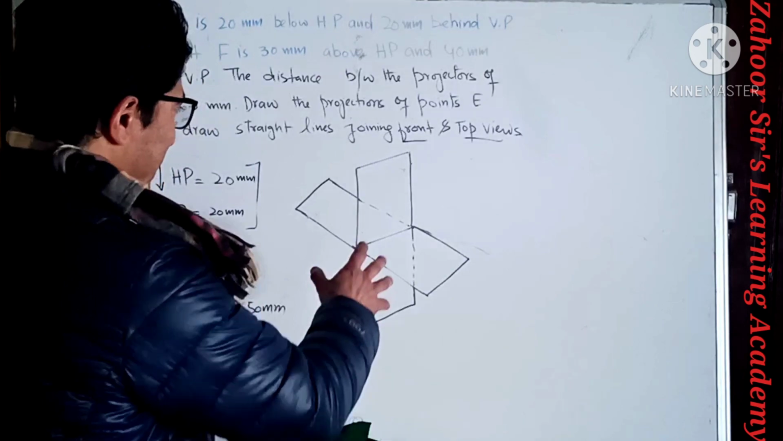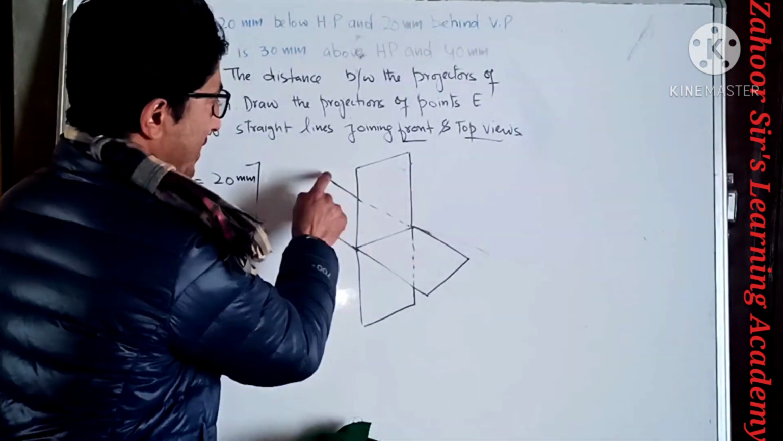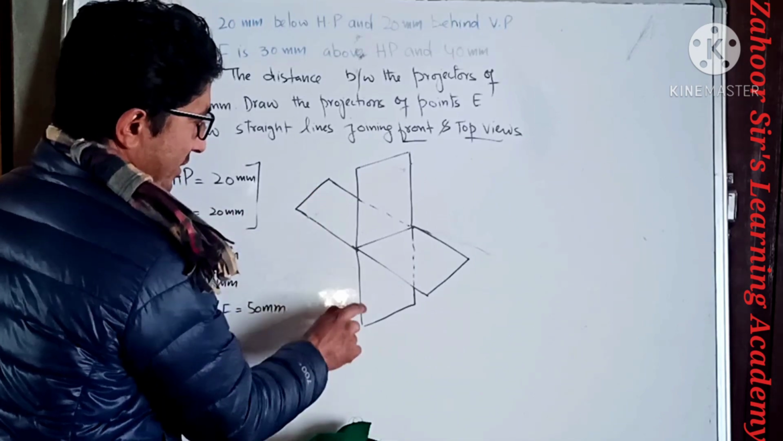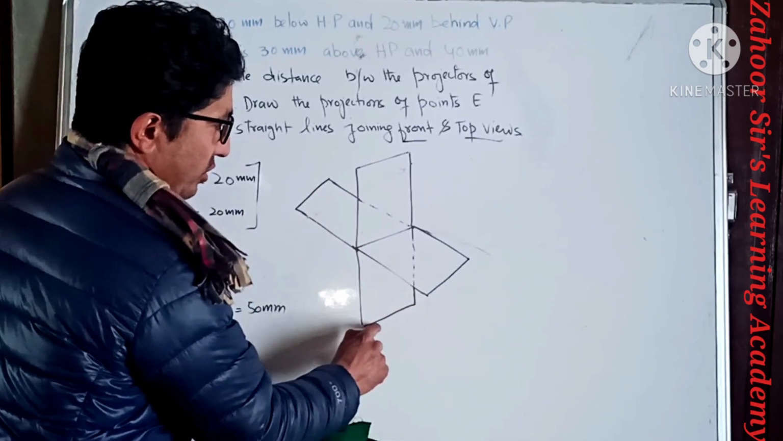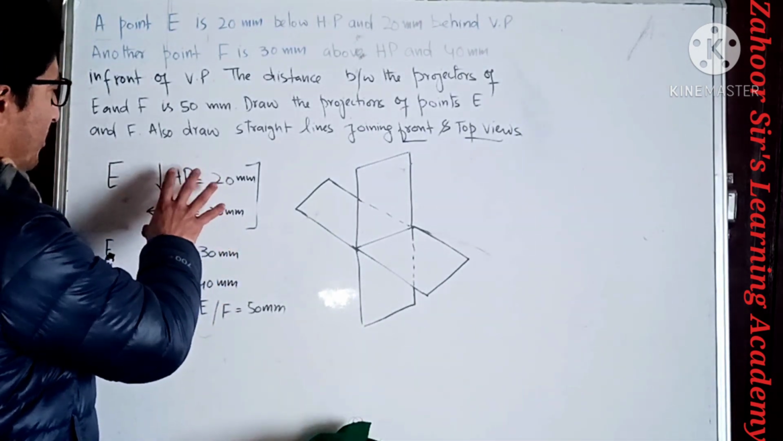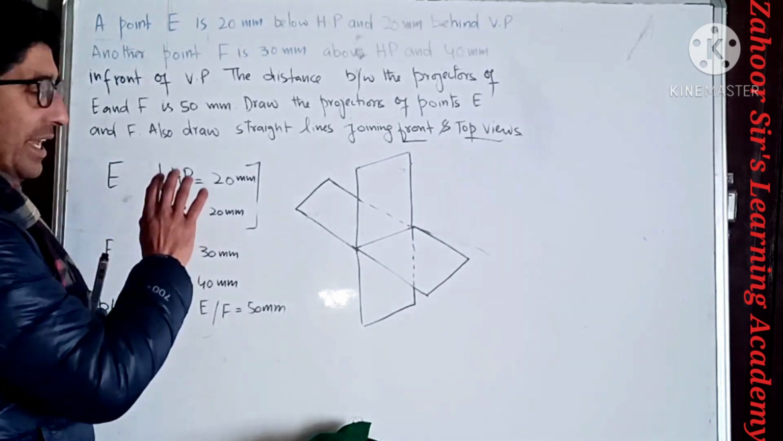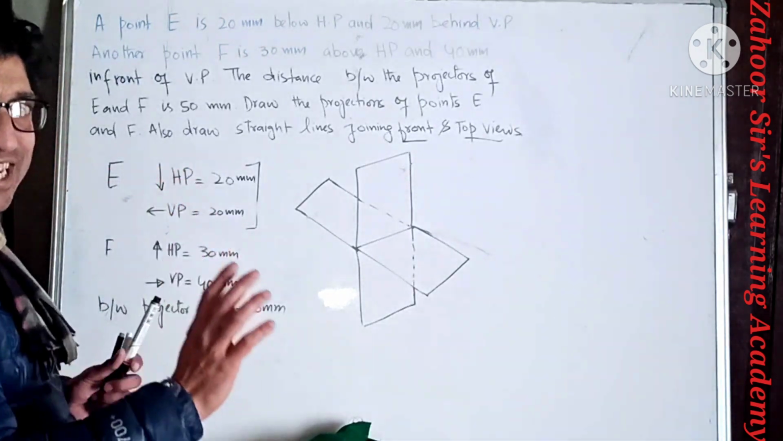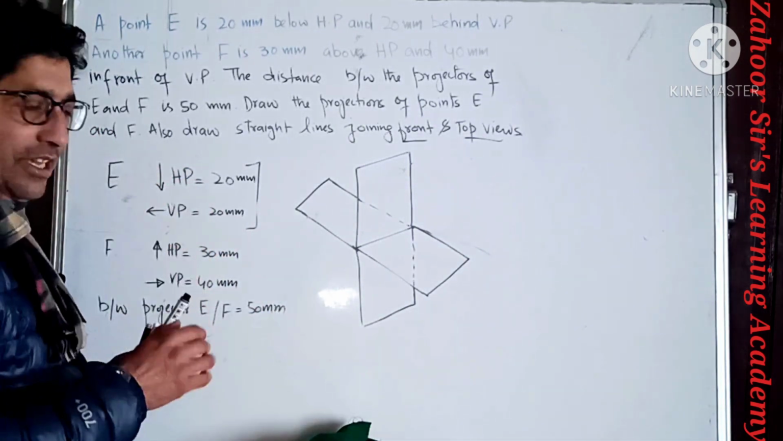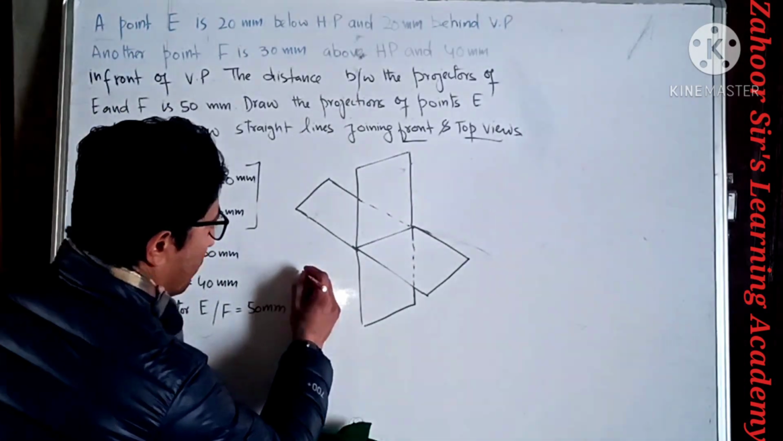I have made the 4 quadrants. This is the first quadrant, this is the second quadrant, the third one, and this is the fourth quadrant. In this question you can see clearly that point E is below HP and behind VP. That means point E is clearly in the third quadrant. So let me first draw point E.